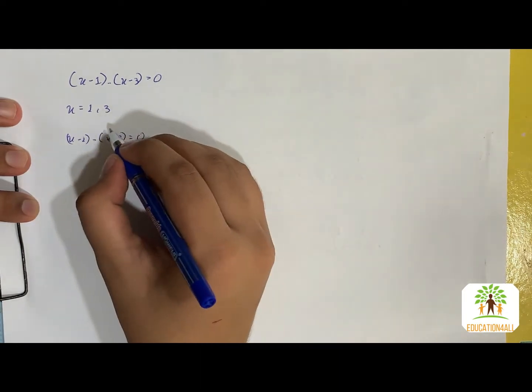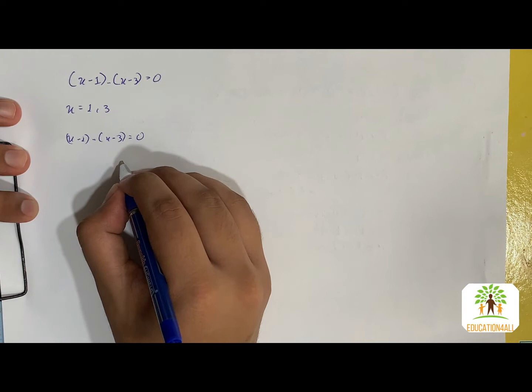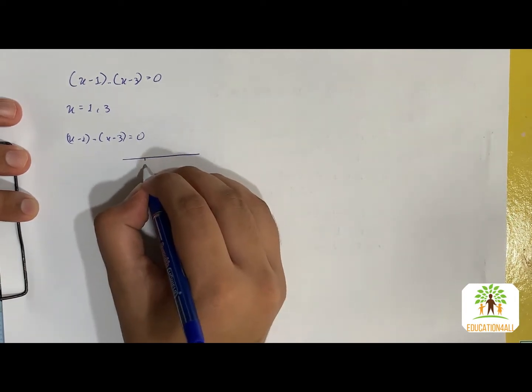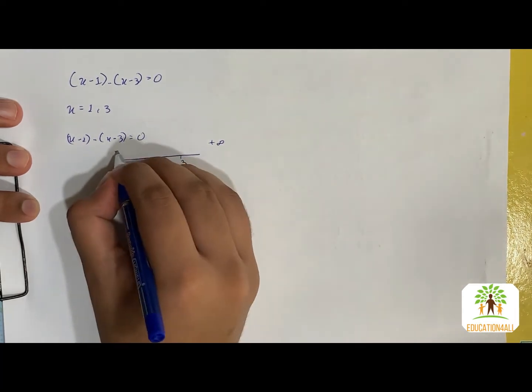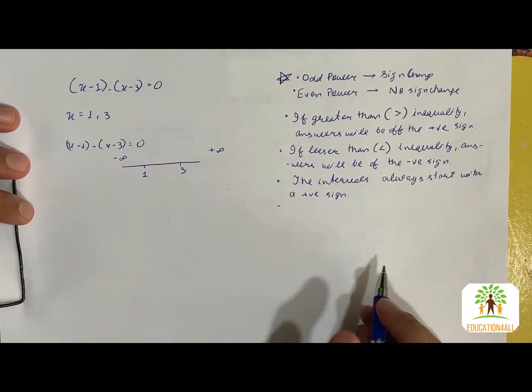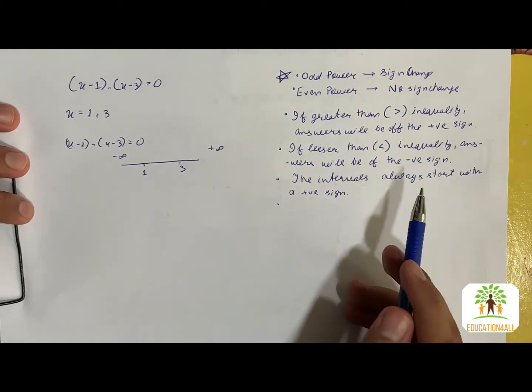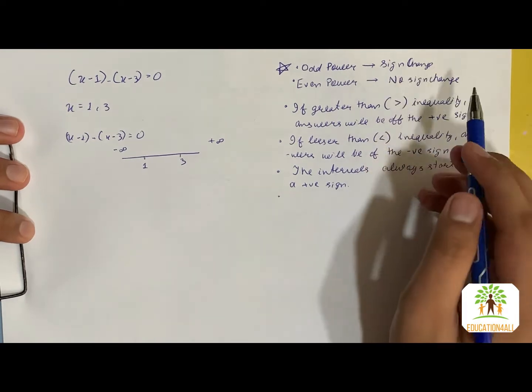We start out by marking the two critical points on a number line: 1, 3, and here is plus infinity and minus infinity. Before learning about the Wavy curve method, we should know a few basic points about it. First, for an odd power, the sign will change.